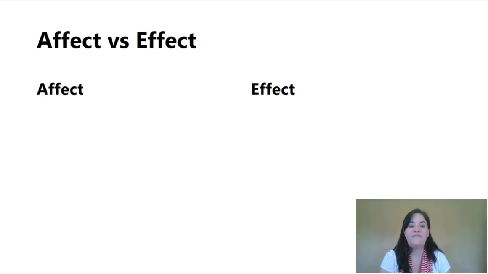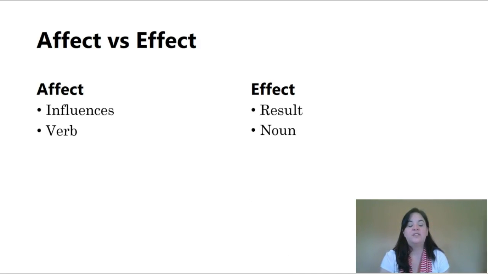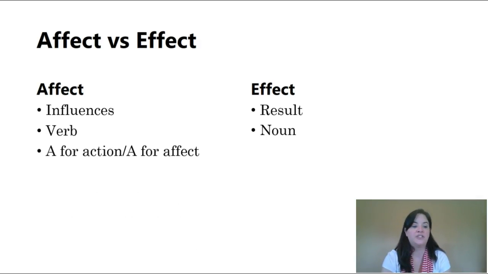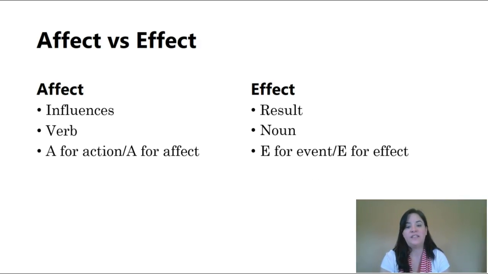So let's start with affect versus effect. Affect means influence. It's a verb. Effect means a result. It's a noun. So to remember the difference here, I always remember that A stands for action because affect is a verb. So A stands for action and A stands for affect. Because effect is a noun, I remember that E is for event and E is for effect.